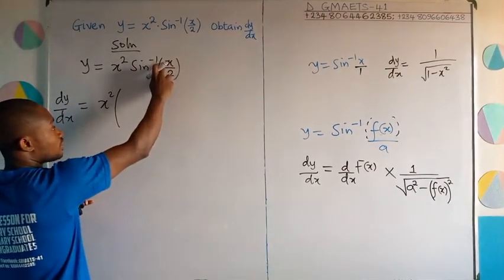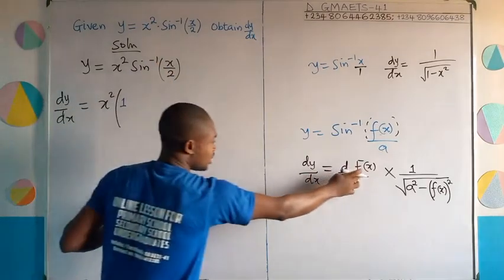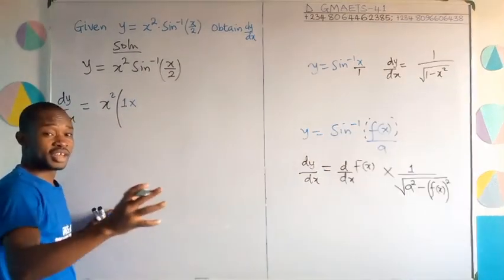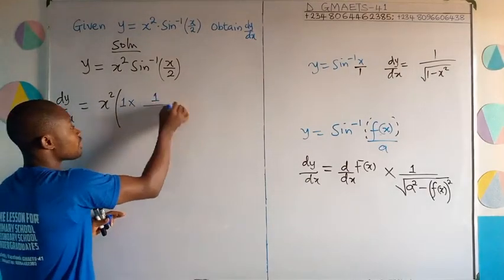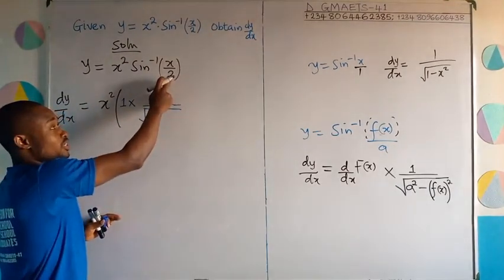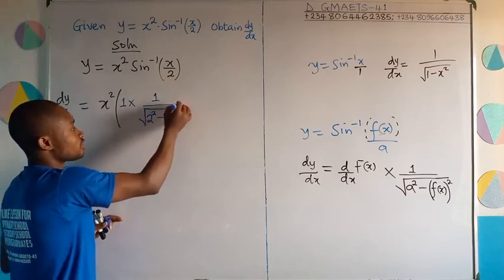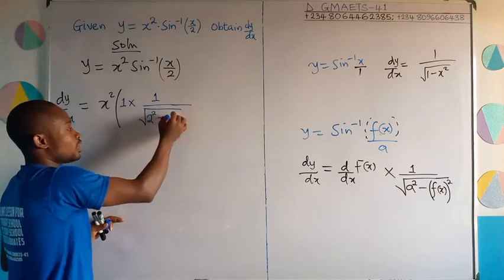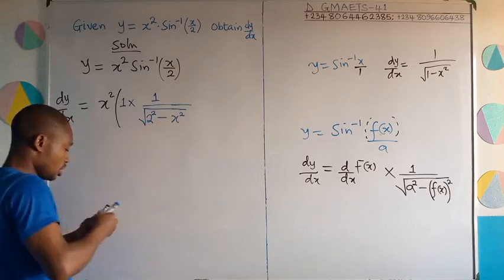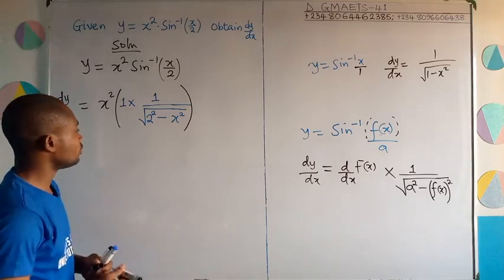Remember first to differentiate this f of x. If you differentiate x, you're going to get 1. That is the meaning of f prime of x. Then multiplied by the derivative of sine inverse, and the derivative of sine inverse, like I said, is 1 over square root of something. Square root of what? The denominator number here, are you following, which is 2. So it's going to be 2 squared minus, you come over to your f of x, write it out and then you square it. Good, I've differentiated that sine inverse of x over 2.